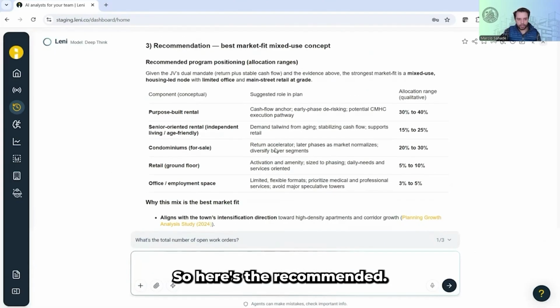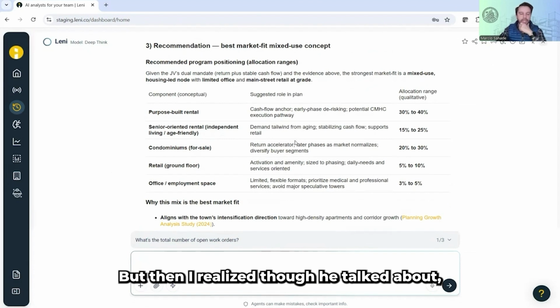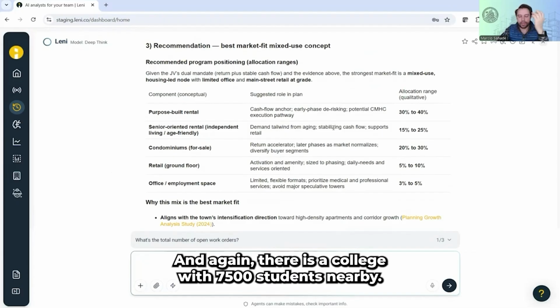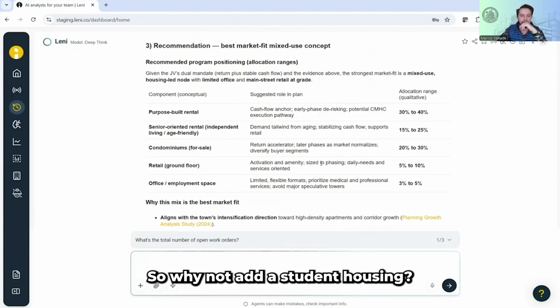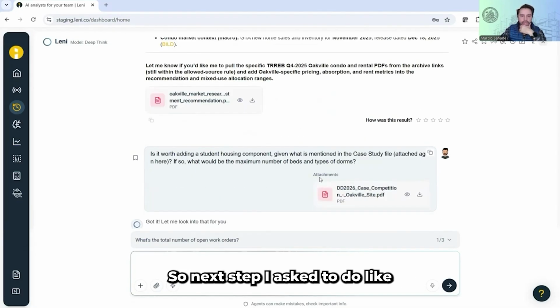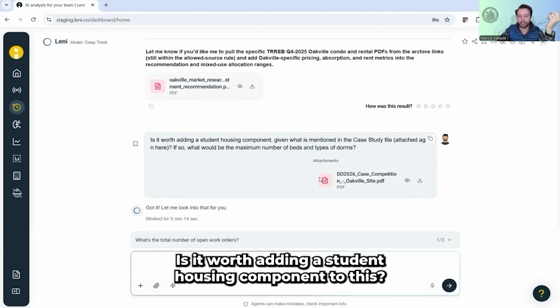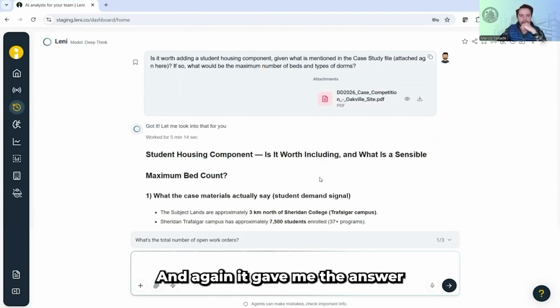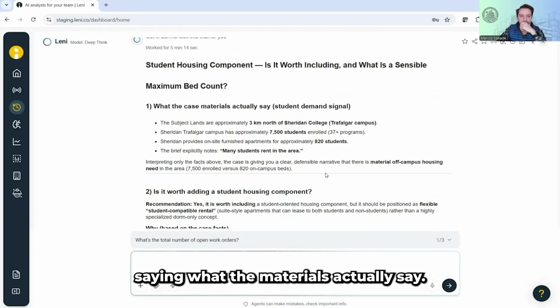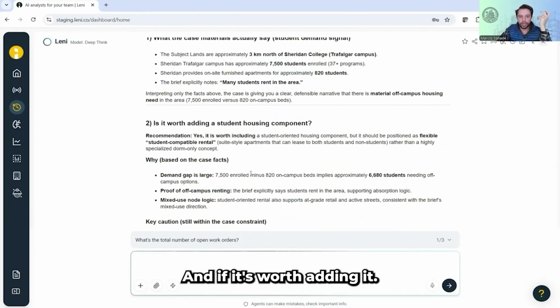So here's the recommendation, but then I realized that though it talked about student housing, it wasn't mentioned here. And again, there's a college with 7,500 students nearby, so why not add student housing? So next step, I asked, is it worth adding a student housing component to this? And again, it gave me the answer, saying what the materials actually say and if it's worth adding it.